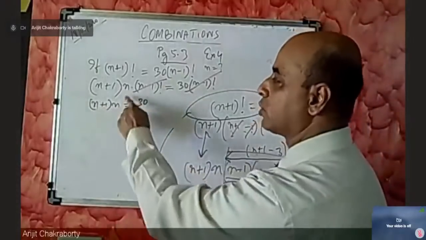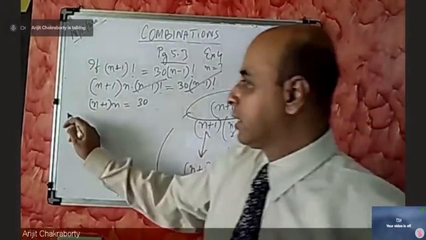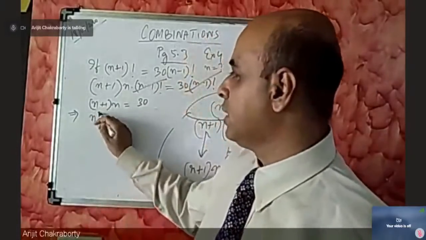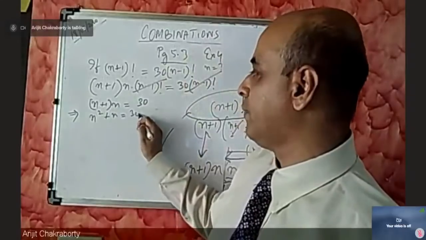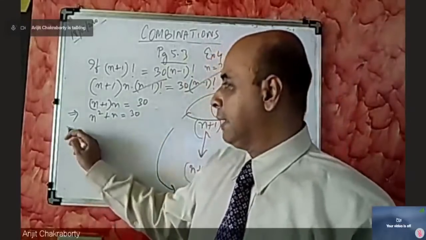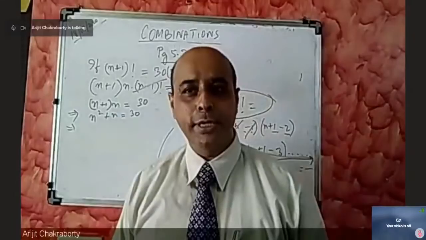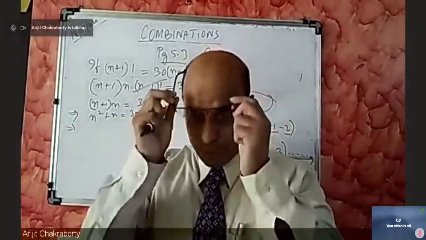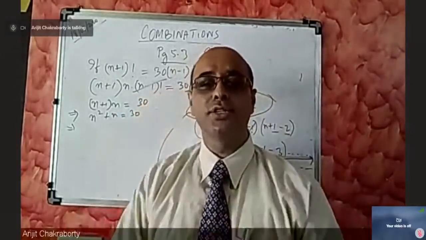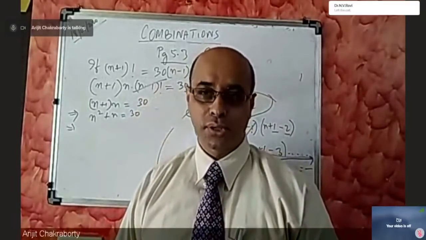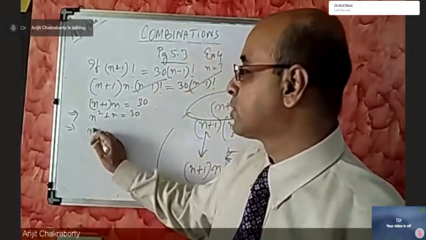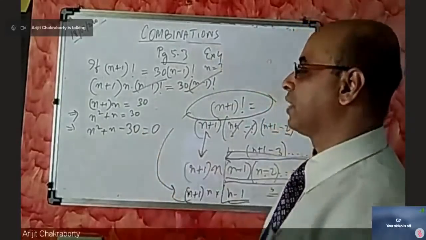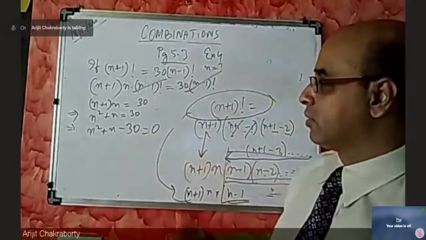N plus 1 into n equals 30. Let us, as usual, multiply and see. So this becomes n square plus n equal to 30. Here, again, friends, we come to a quadratic equation. You can see that slowly we are assuming the form of a quadratic equation, and we get n square plus n minus 30 equal to 0.